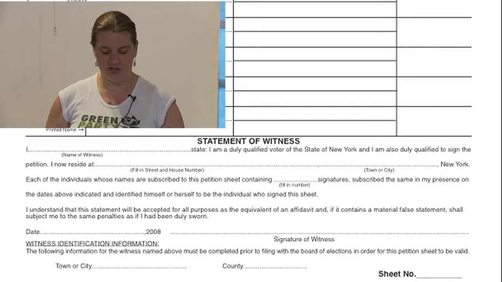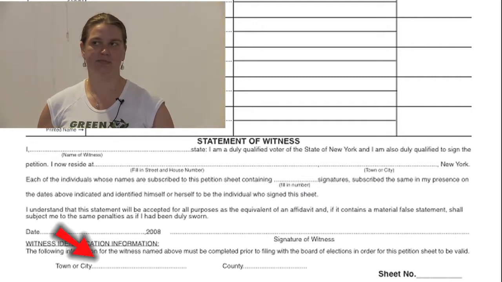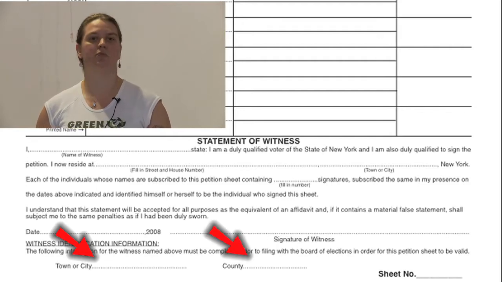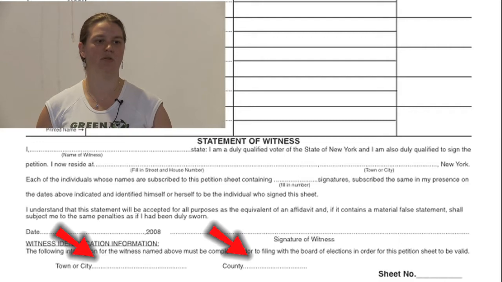Under witness identification, it's asking for your town or city. In New York City, you want to put New York. If you live in Brooklyn, you put New York. If you live in Queens or Staten Island, you put New York. And then when you put your county, again, whichever county is appropriate for the borough that you live in. The thing that you're going to have happen the most is someone's going to make a mistake.